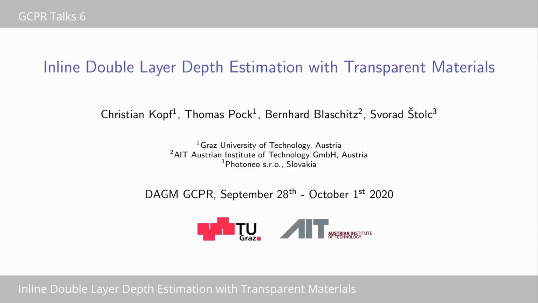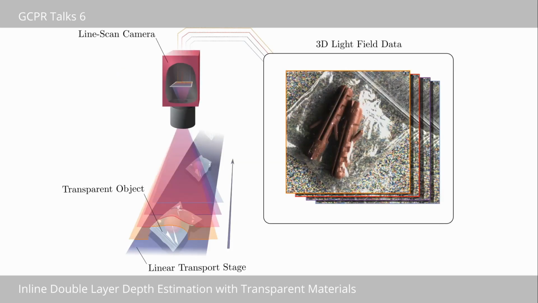Hi, this is a teaser for our paper Inline Double Layer Depth Estimation with Transparent Materials. In this paper, we present a robust method to compute smooth double layer depth estimates for scenes with non-Lambertian surfaces. Based on an industrial inline inspection system, we acquire 3D light field data of an object of interest. As an example, the acquisition on the right shows some opaque objects inside a clear plastic bag.